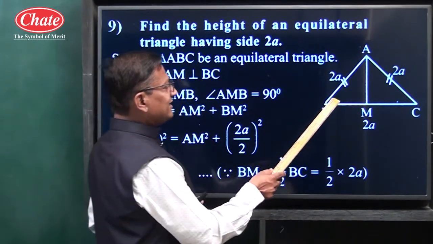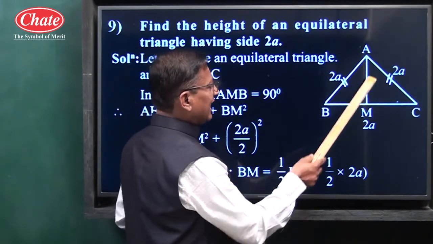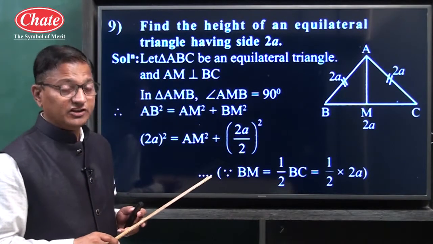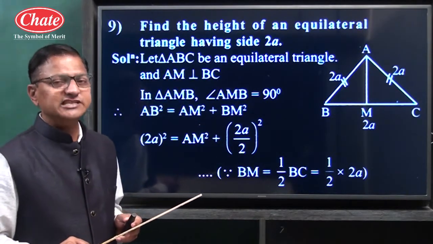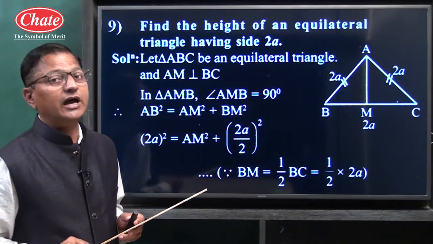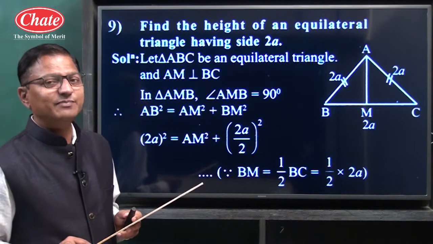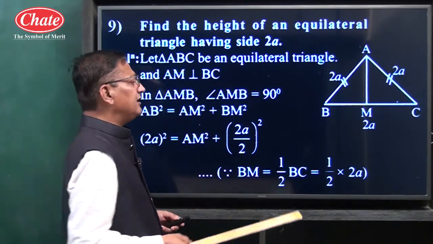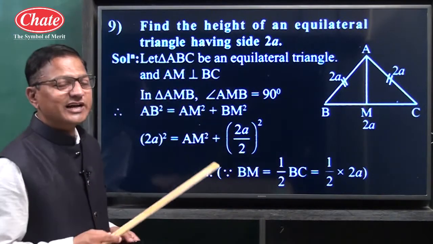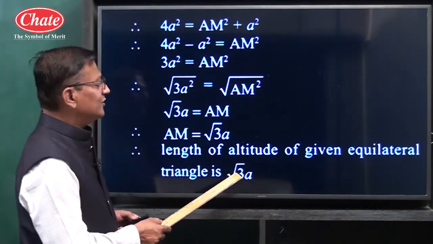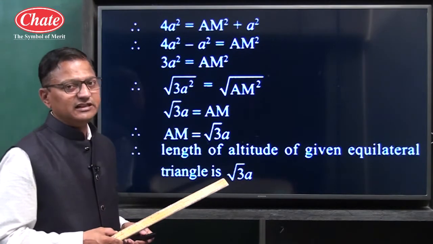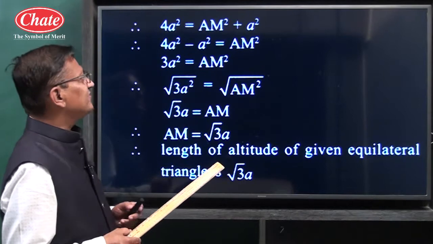Here angle B is 60 degrees and height AM is opposite to 60 degrees. We know the side opposite to 60 degrees in a right angle triangle is root 3 by 2 into hypotenuse. Put the values. Root 3 by 2 into 2a. The 2 gets cancelled and we get root 3 a. From this method also this example can be solved. See the next example.